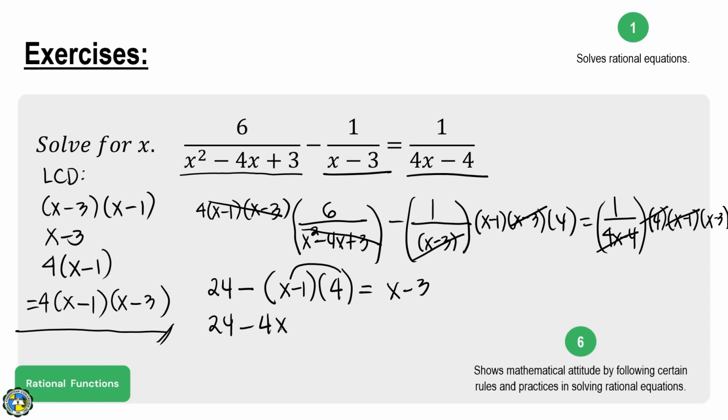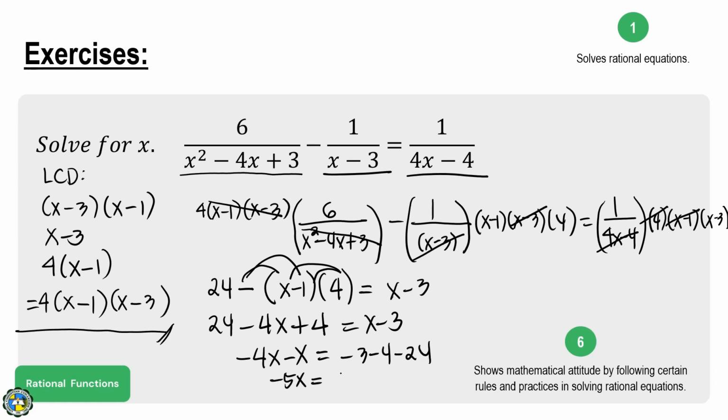Negative 4x and positive 4. Remember, we are distributing the sign at the same time. Equals x minus 3. Combine like terms: negative 4x minus x equals negative 3 minus 4, negative 24. And that will be negative 5x equals negative 7 minus 24, which is negative 31, all over negative 5. And the value of your x is positive 31 all over 5.